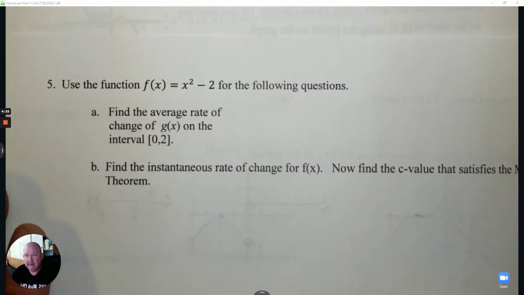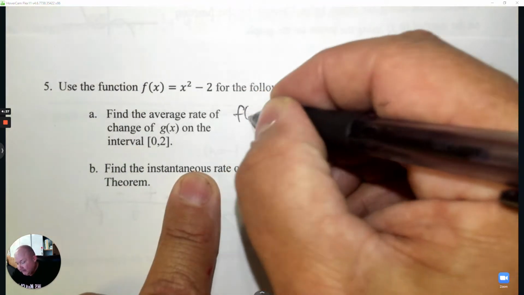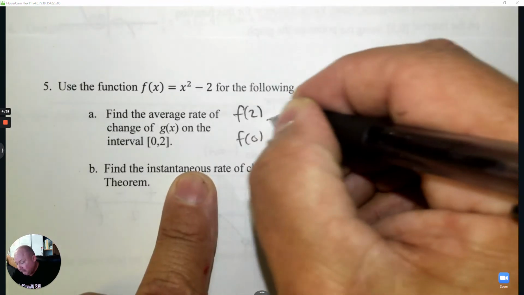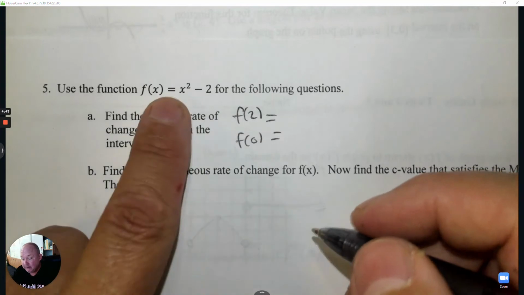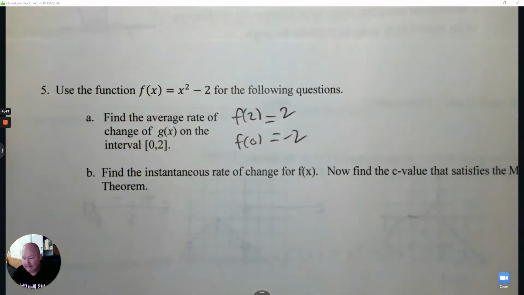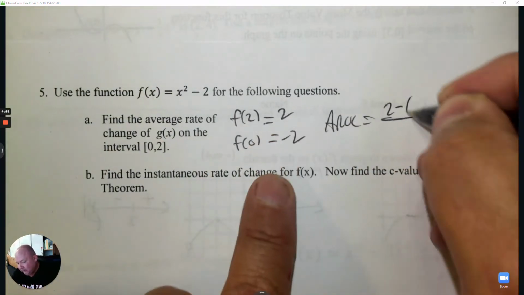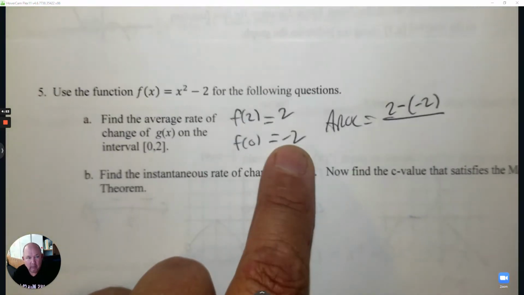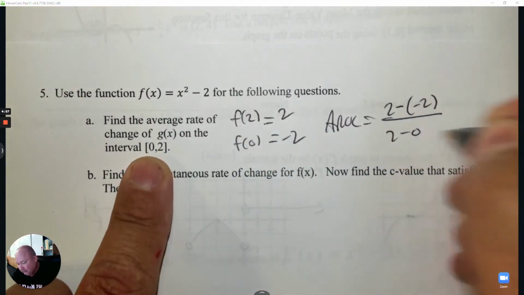All right, number 5. It says find the average rate of change from 0 to 2. So step 1 is I need to plug in 2 and plug in 0 to find y2 minus y1. So when I plug in 2 and when I plug in 0, I now have my y values. So the average rate of change then is y2 minus y1, and then the denominator comes from the interval. So this is 2 take away 0.